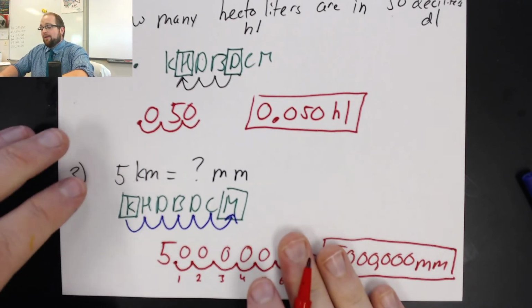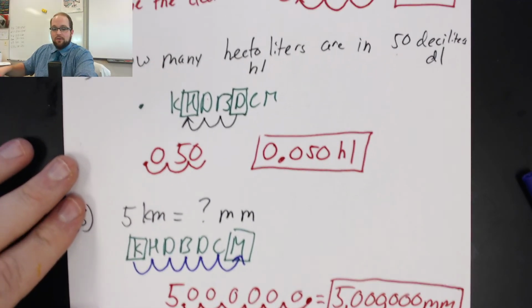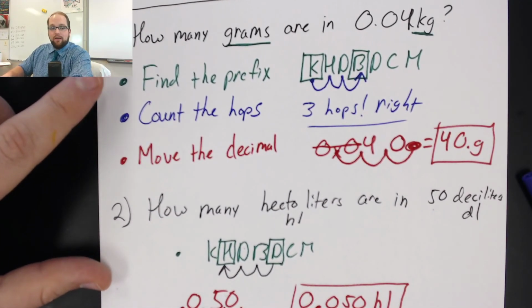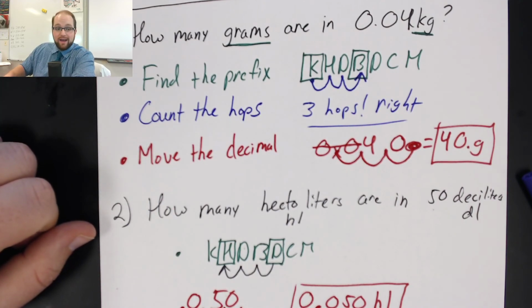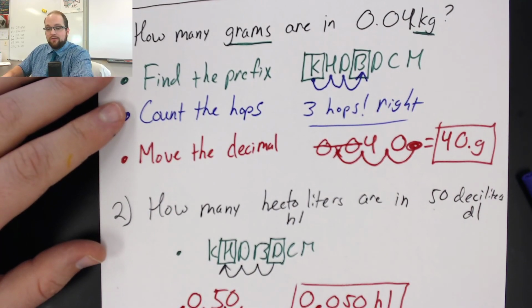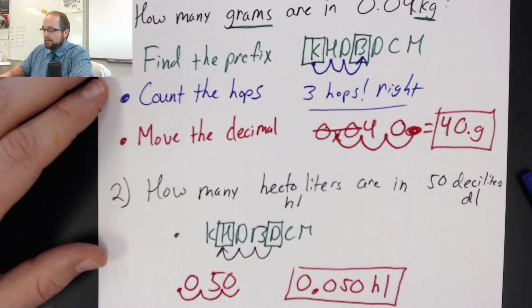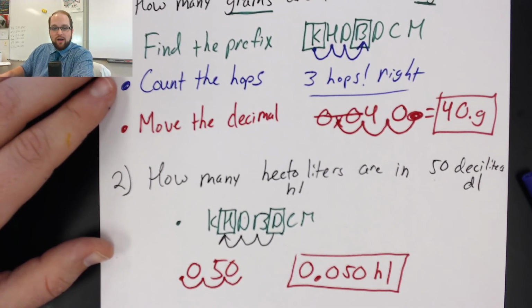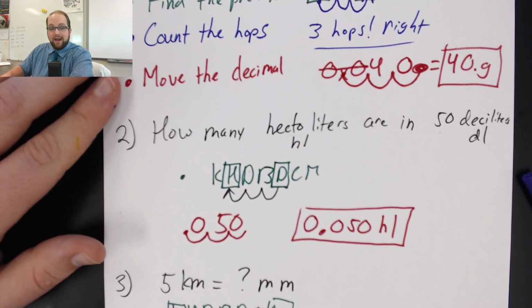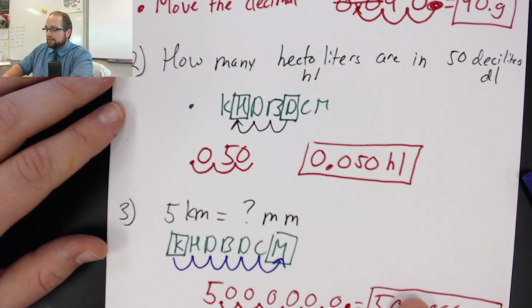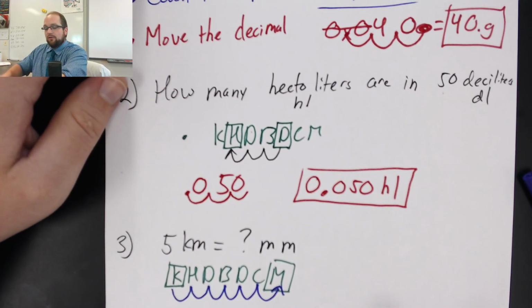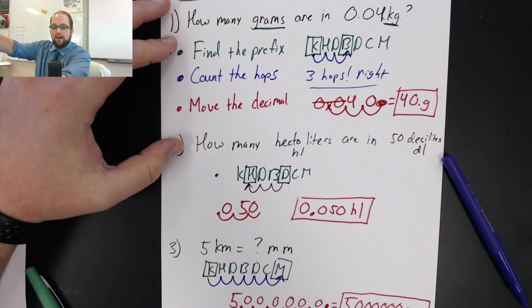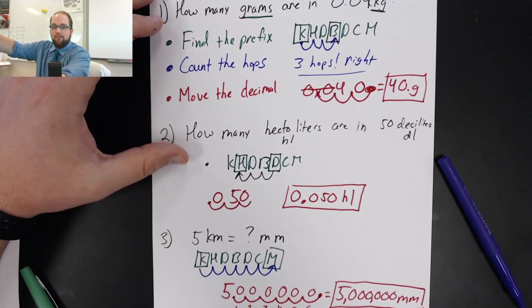Okay, if you follow these 3 steps, find the prefix, count the hops, and move the decimal, you can do any conversion problem with our metric units. Using this, take a look at some of your homework and see if you can try some of these problems out. We will review again next time I see you guys. So take your time, make sure to contact me if you have questions, and I'll show it all here so that you can make sure you've got everything written down so you have all your examples.